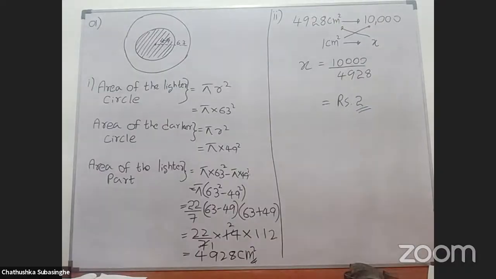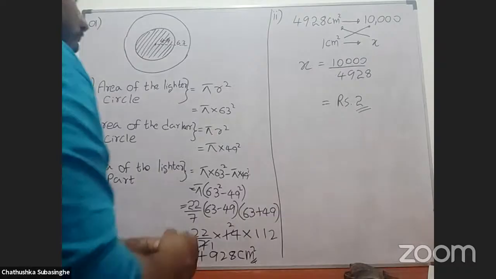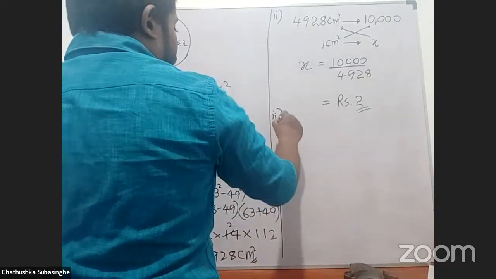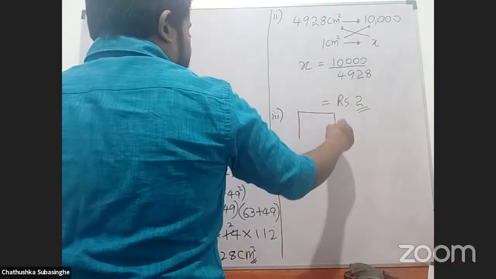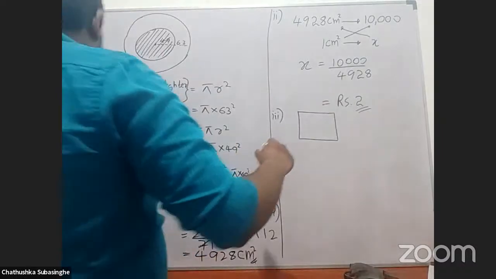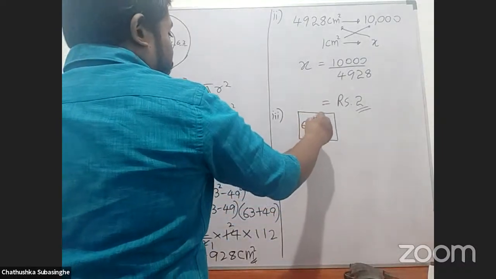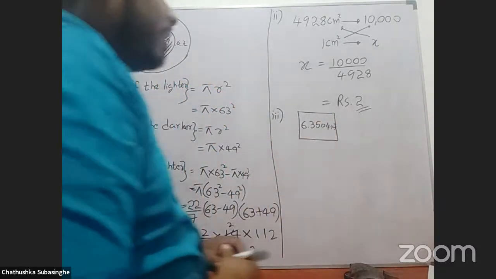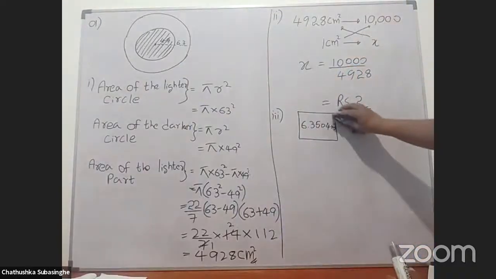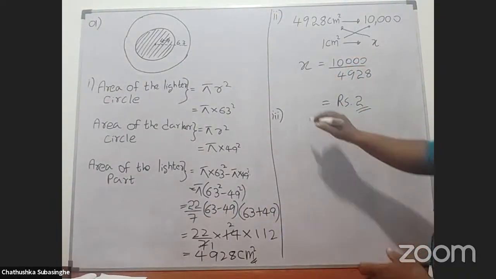It's asking, using the division method of finding a square root, find the length of a side of a square area. Okay, we have to find the length of the square area. Roman number 3. So we have a square and its area is 6.3504 meters square. This is a model question, student. This is a model question that I gave to you. This is a past paper question.